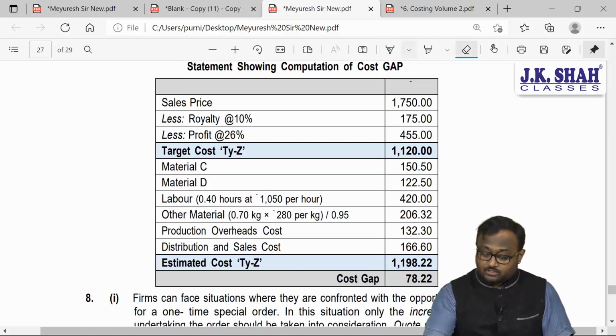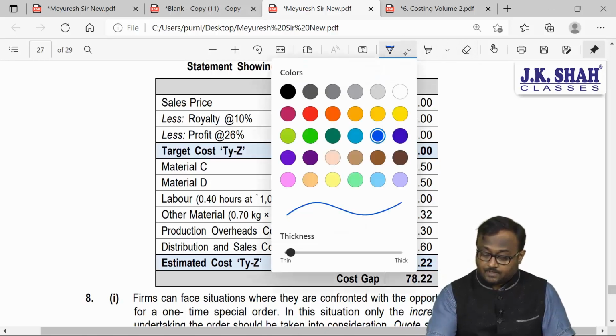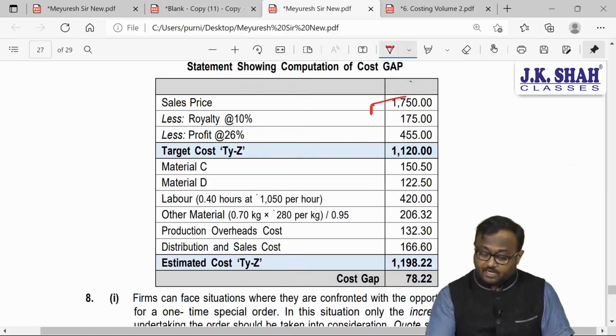I hope you understood this target costing calculation. Guys, I cannot have selling price less than this. This cannot be avoided. This profit I must earn. So 1120 should be the cost. I'm reducing all other cost structures. This is also discussed with you.